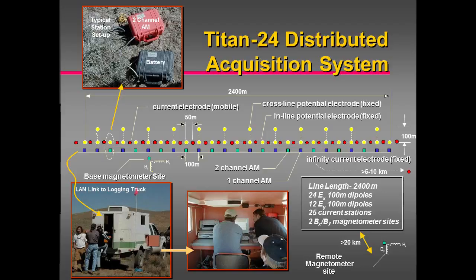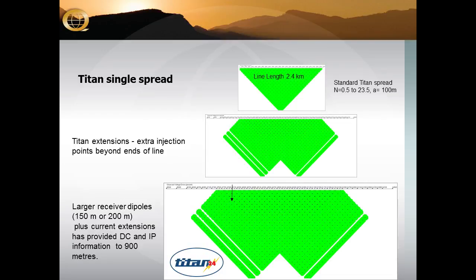So this is just a section for a Titan 24 spread, typical 2.4 line kilometer length, get down to about 700 or 800 meters. And in the survey you can add extensions, current extensions off the end of the lines to extend your depth along the edges of the survey. And you can go with larger dipoles to affect greater coverage at the cost of resolution.